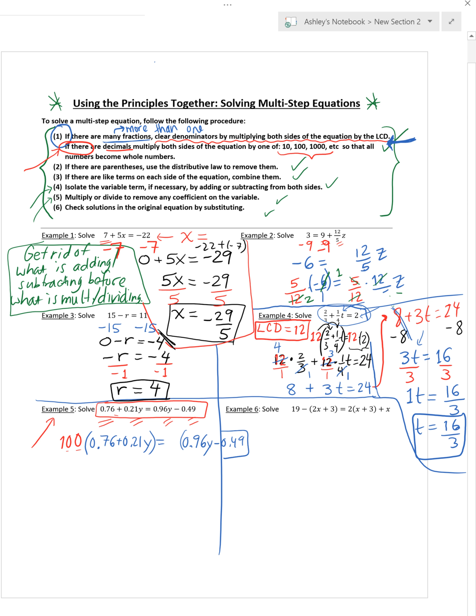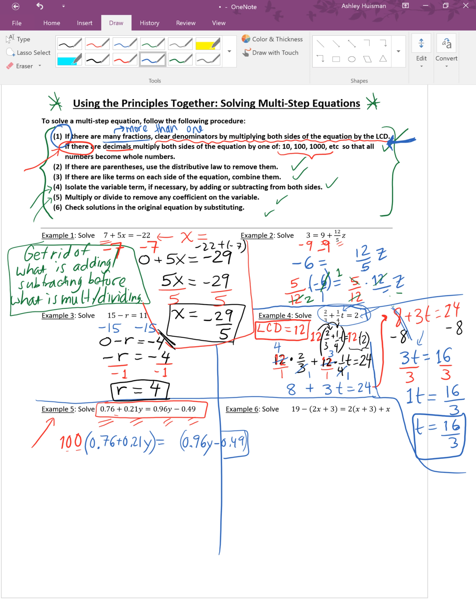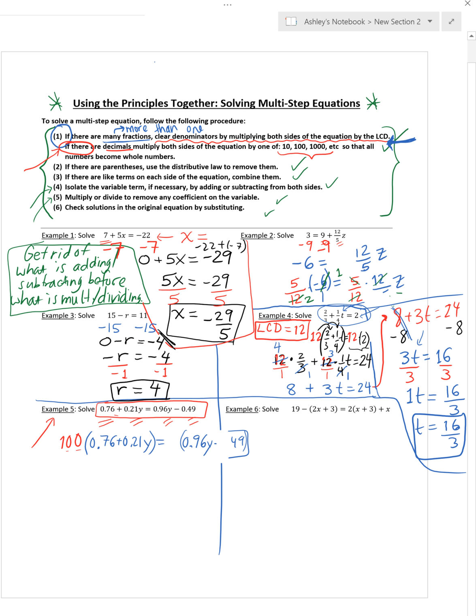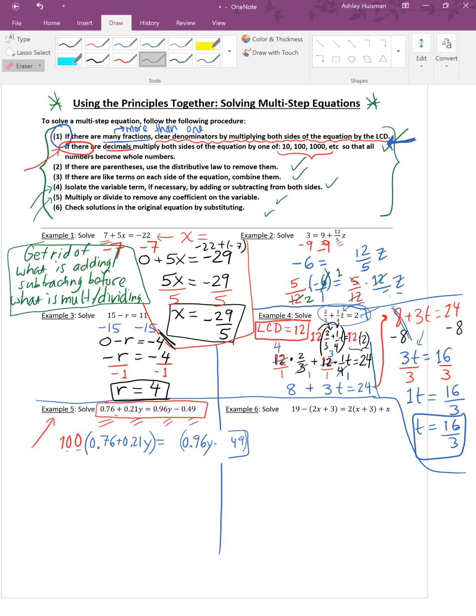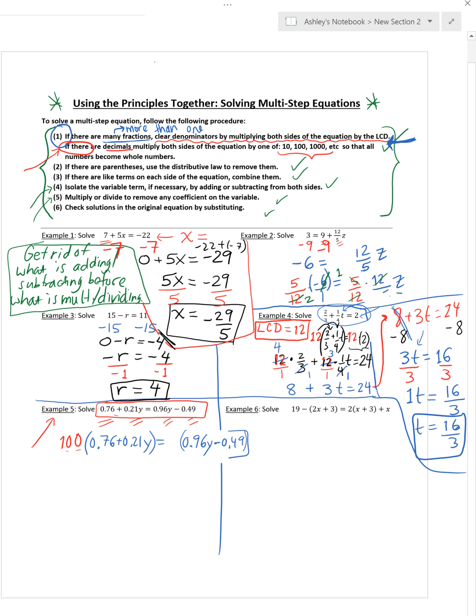Hopefully that next problem doesn't mind that I'm borrowing his space. Sorry, little guy. Alright. Good stuff.